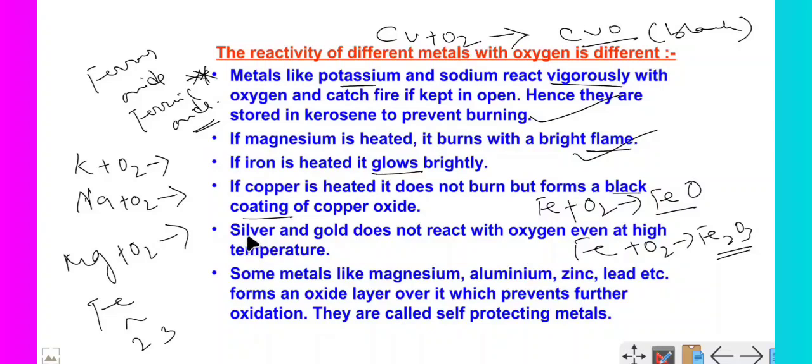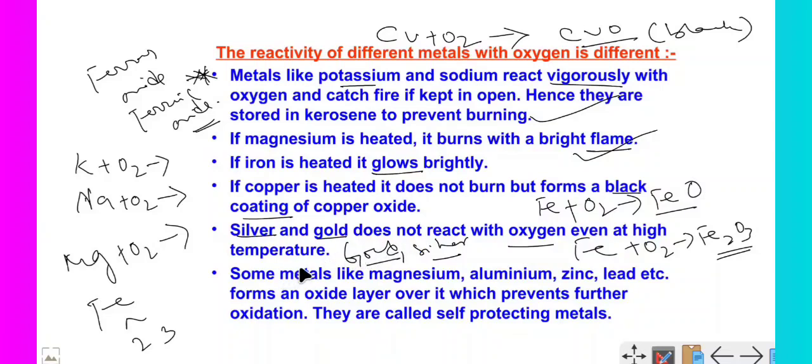Next, silver and gold do not react with oxygen even at high temperature. That is the reason why gold does not corrode. Corrosion of gold and silver is not possible because they do not react with oxygen, and corrosion will occur only if metals react with oxygen or water molecules. So which metals are least affected by corrosion? Your answer will be gold and silver.